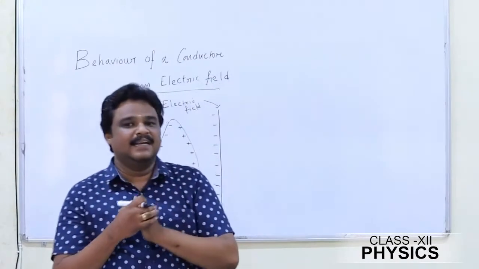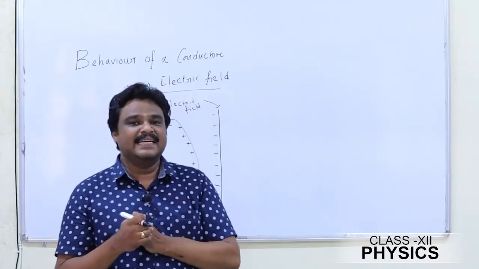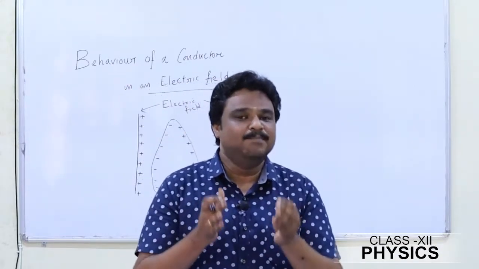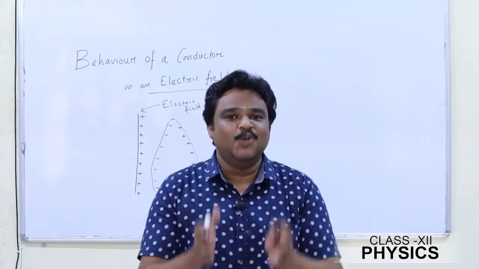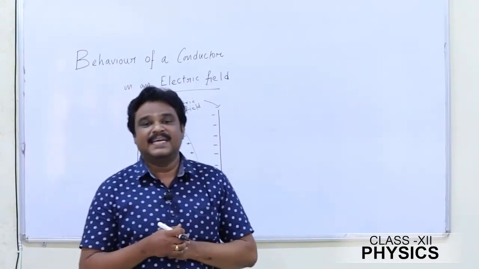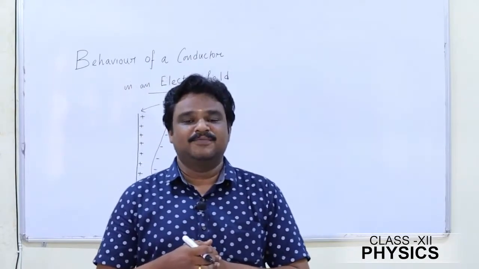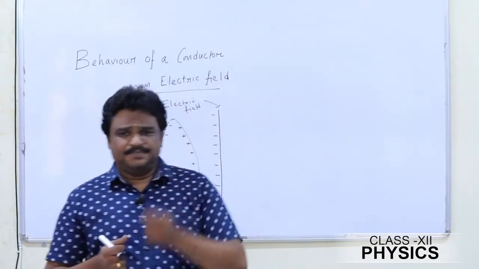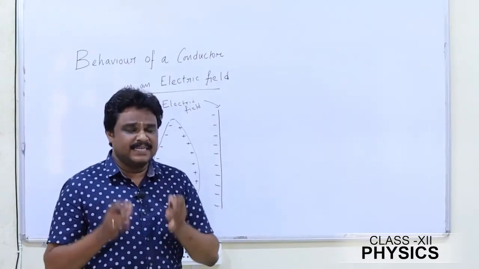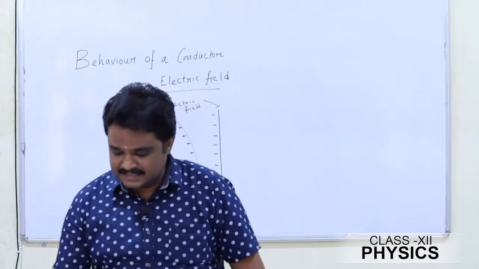In a nutshell, if the electric field inside a conductor is zero, this implies that there can be no net charge anywhere inside the interior of the conductor. Now, I think this property is very clear. Once again, I am going to repeat the property: inside the conductor, the electric field is zero.